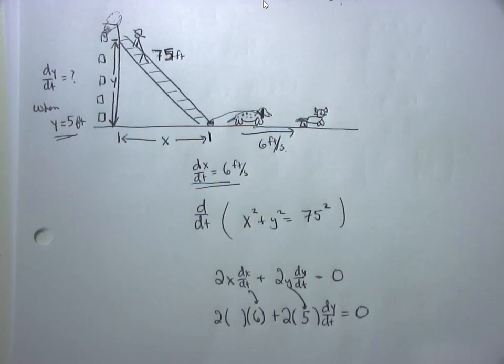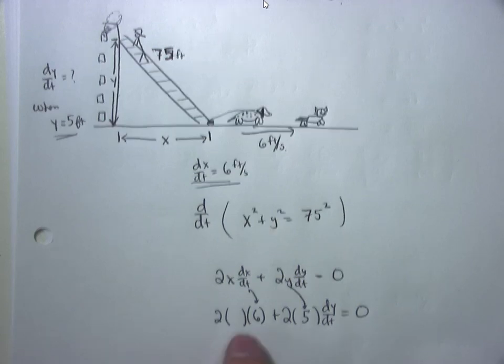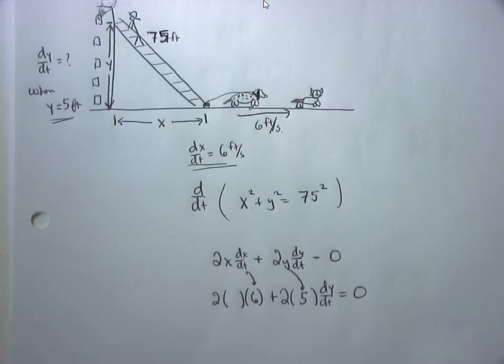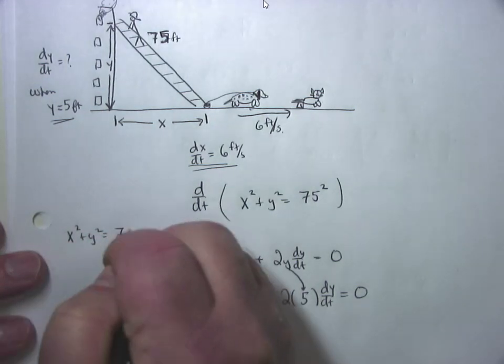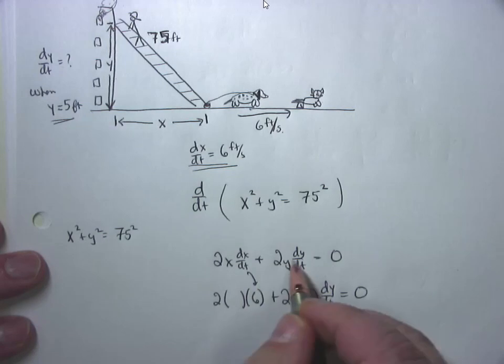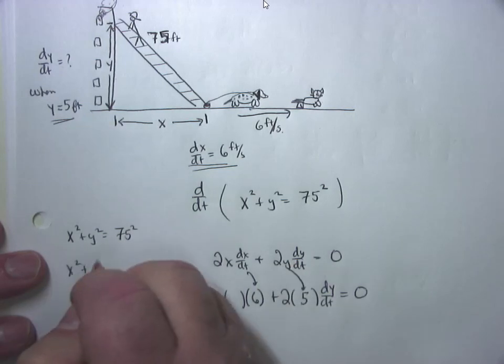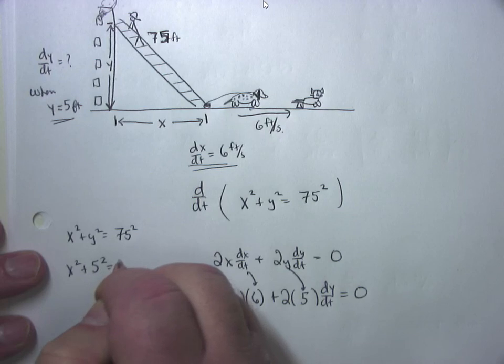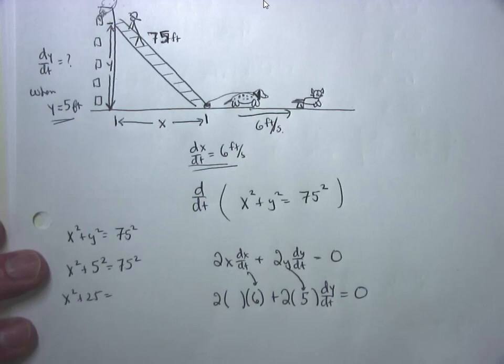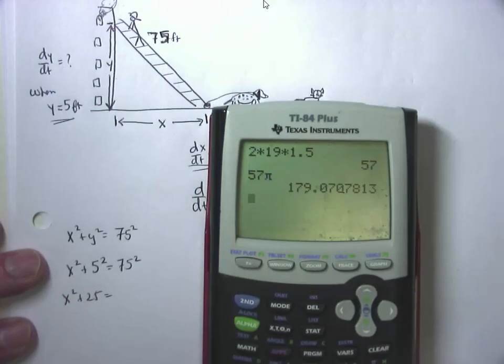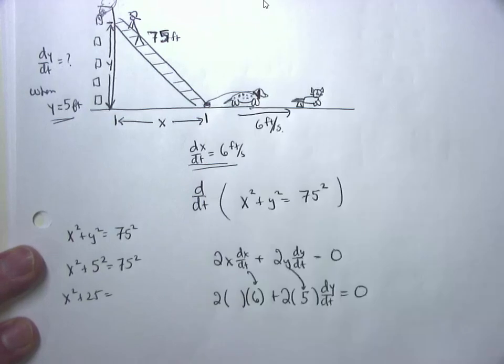And, of course, there's always one dude they didn't quite give me. Pretty standard. So what am I going to have to go figure out? What the x is so I can solve this thing. Go back to the original equation. x squared plus y squared equals 75 squared. x is what we're trying to find here, plus y was given to be 5 squared, equals 75 squared. So x squared plus 25 is equal to, and I'm going to put it on my calculator just to show you, 75 squared is 5,625.